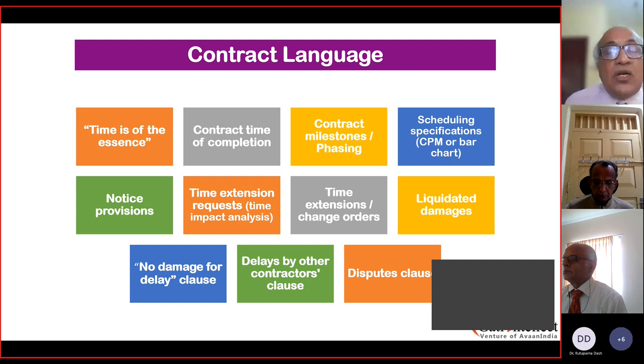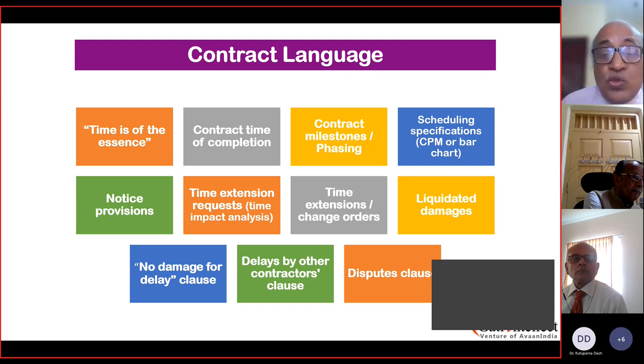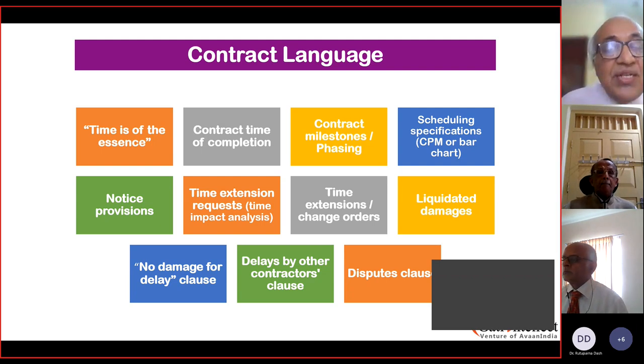The next one is the delays by other contractors clause. While there could be a primary contractor, the other contractors are those whose work is dependent, and who also coexist in the same project. If there is an electrical contractor and a civil contractor, both working at the same time, there could be interdependencies. If there are certain sequential activities which have to be completed by other contractors before this contractor takes it up, those delays obviously will not form part of the delay and the claim process in case there is a delay, and that has to be taken up by the principal with the respective contractor.